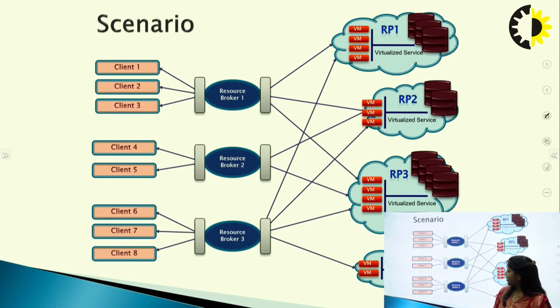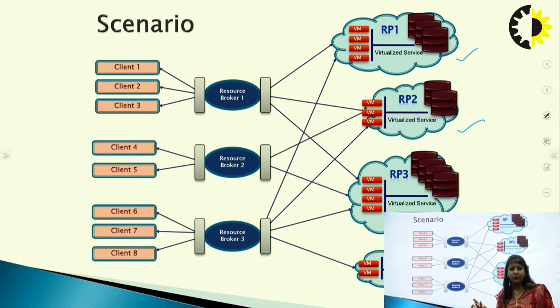So what is the scenario? Actually we have different kinds of virtual clusters. We have resource provider one, which is equipped with 4 virtual machines, and these are the servers, data centers to which these virtual machines are connected and their data is going to be stored in those data centers. And this is resource provider 2, and this is resource provider 3 and 4. So we have different kinds of providers like Amazon, IBM, Microsoft.